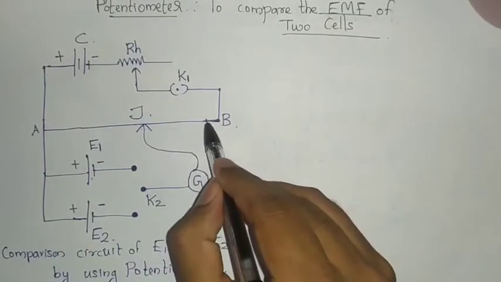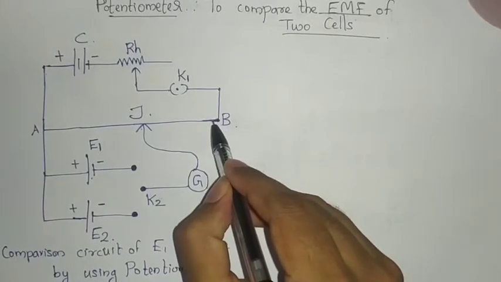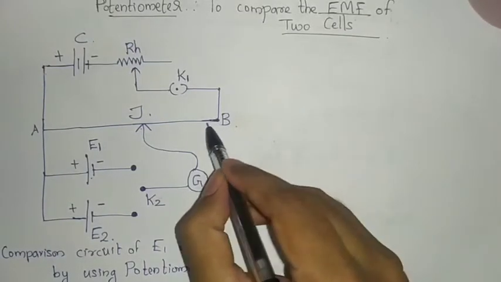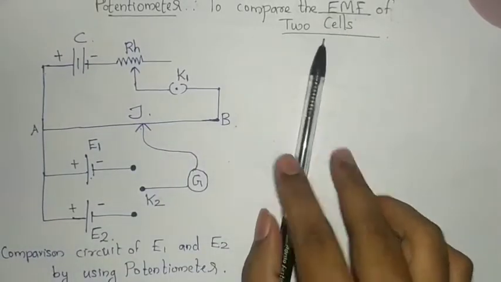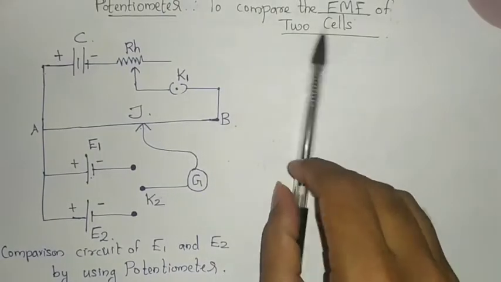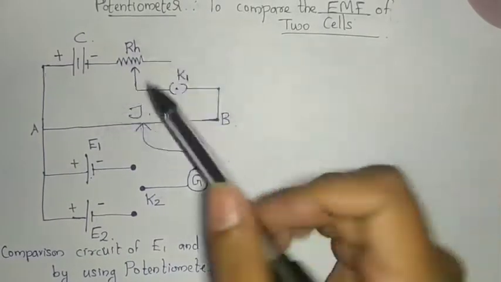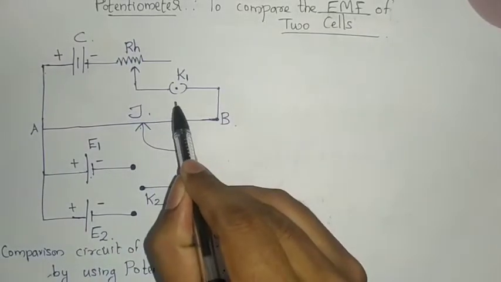Again, the jockey is placed at the point B and the direction of the deflection should be noted down. Both the deflections must be opposite. That means both the points are at the opposite ends, so the deflection should also be opposite in direction. This indicates that the circuit is perfectly correct.